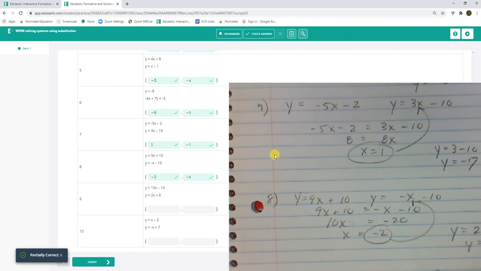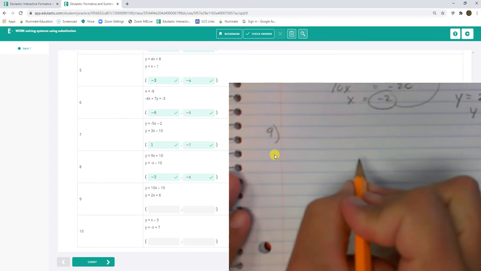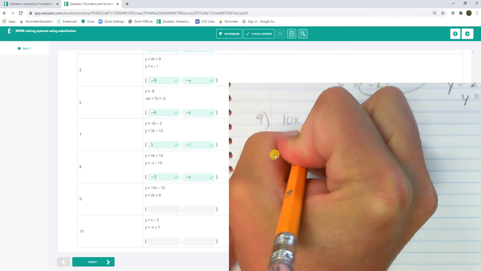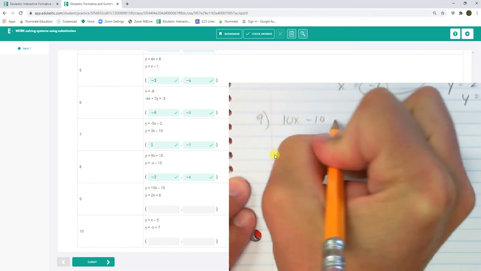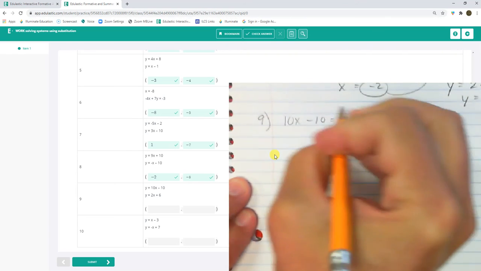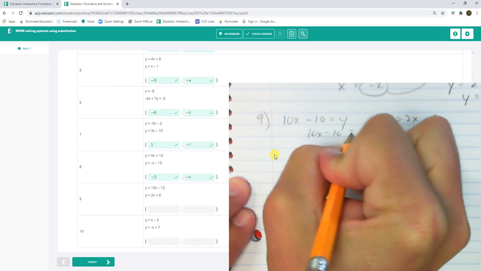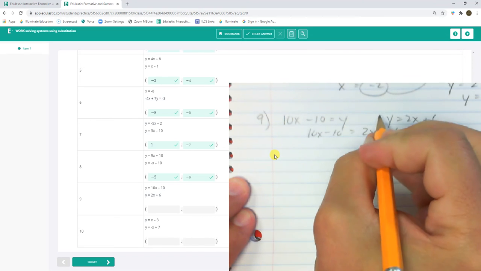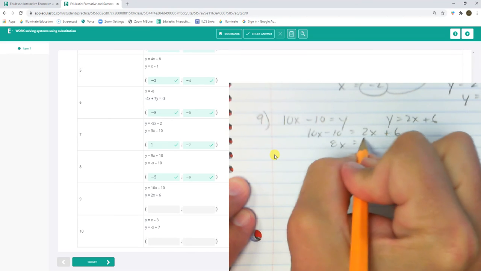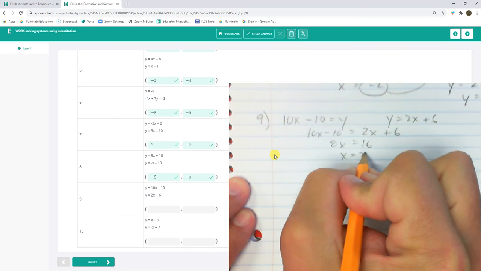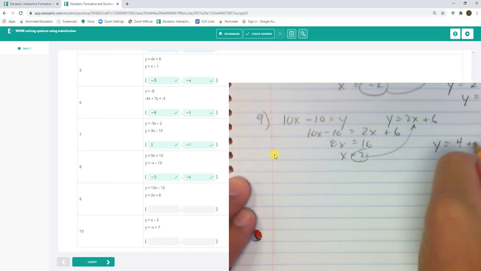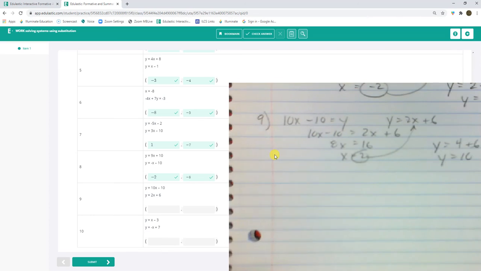Number 9. y equals 10x minus 10, and y equals 2x plus 6, set them equal. So 10x minus 10 equals 2x plus 6. Subtracting 2x from both sides gives me 8x. Adding 10 to both sides gives me 16. x equals 2. Let's take that and put it right there. y equals 2 times 2, which is 4, plus 6. y equals 10. So 2 comma 10.